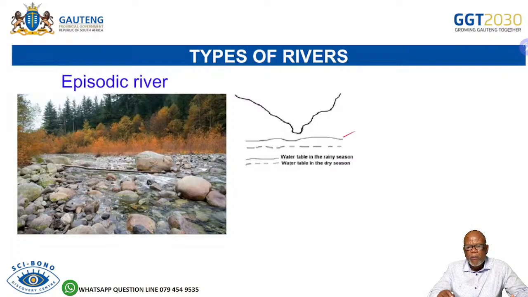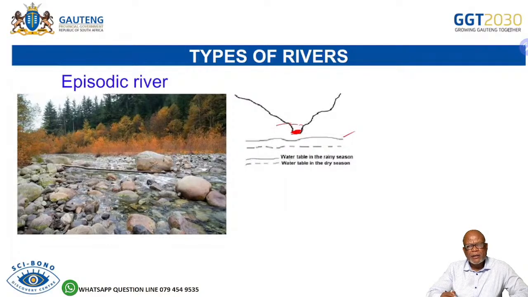So there is no point in time when the water table intercepts the riverbed. Remember, when speaking of the riverbed, this is the bottom surface of the river valley. We can call it the riverbed. That is where the water is flowing. So with your episodic river, at no time is the water table intercepting, or at no time is the river having access to groundwater.